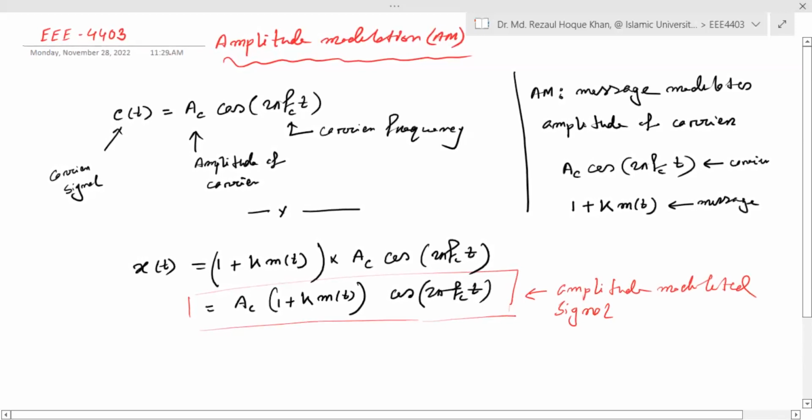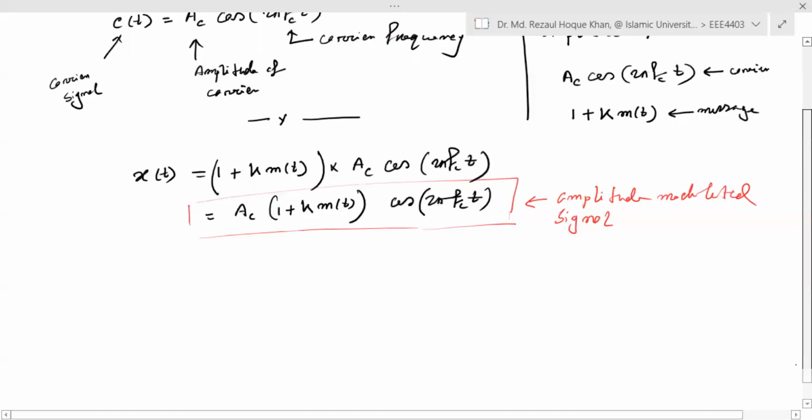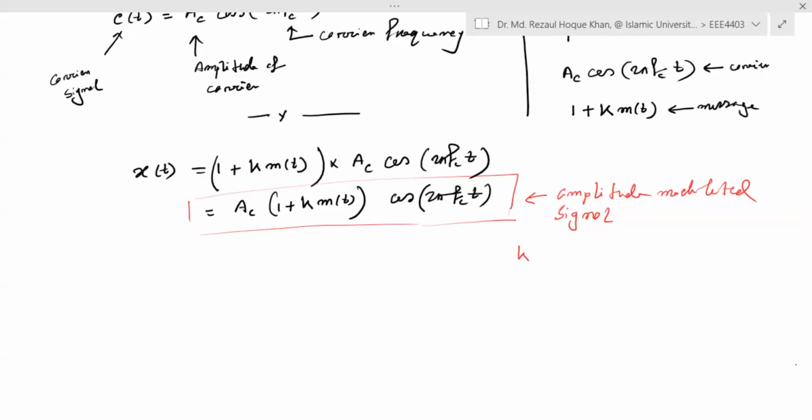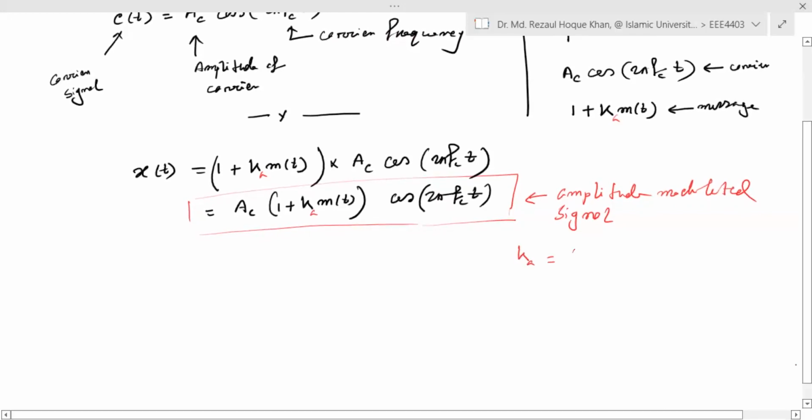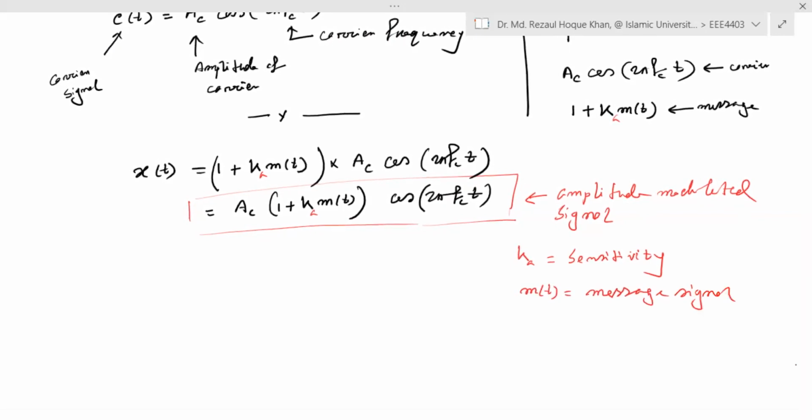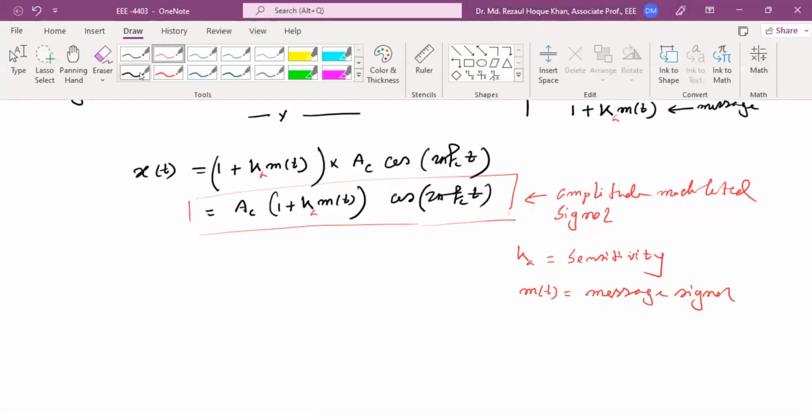Where this ka, we can write it as the amplitude sensitivity, ka is the sensitivity, and m(t) is the message signal. Right? Okay.